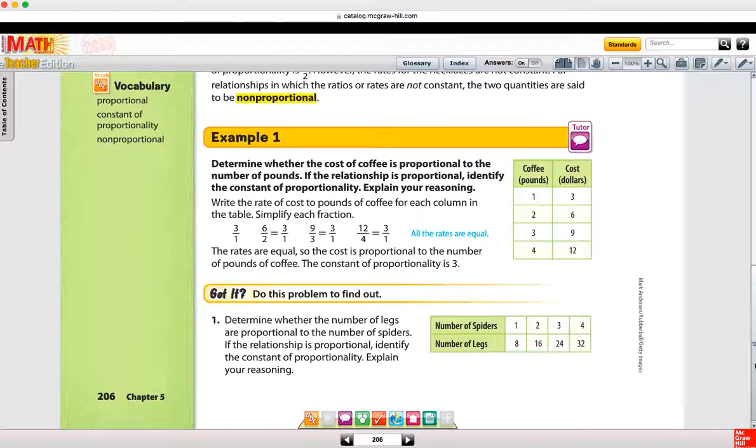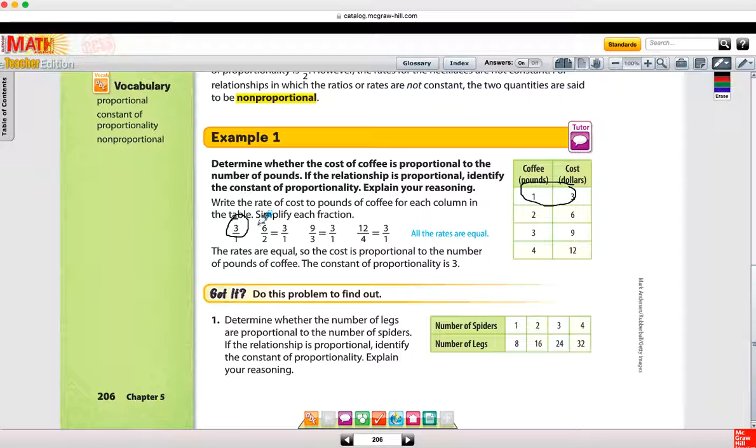On example 1, we have some problems here to look at. Determine whether the cost of coffee is proportional to the number of pounds. If the relationship is proportional, identify the constant of proportionality. Explain your reasoning. So notice here on this first example, they compared 3 to 1. Where did they get that? Because 1 pound of coffee costs $3.